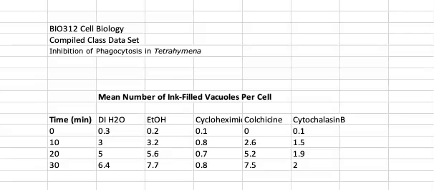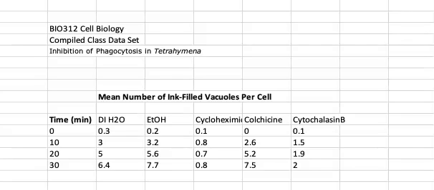Now, this data table that you see in front of you is a compilation of data that was collected from several sections of this course across a couple of different semesters. So in each section of the course that ran this experiment, we gathered together all of the data that the students generated and put this data table together so we could do some analysis with it.